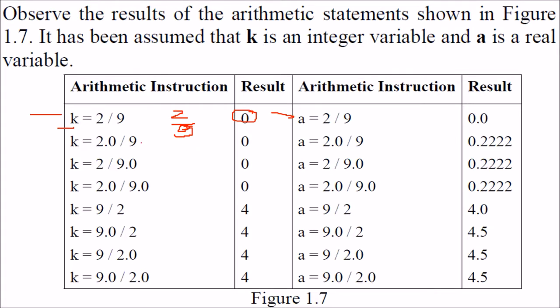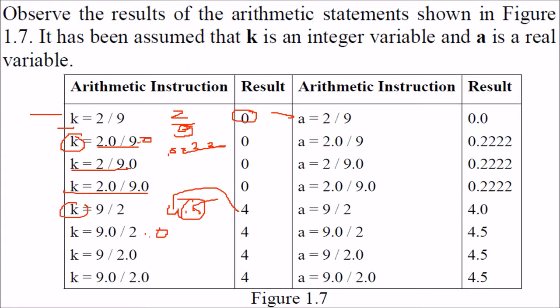But here 2.0 by 9.0 you will get whatever is computed, 0 point something. 0.222 will be the value actually. But because it is an integer, it will truncate all these decimal values. It is the same with these two. 9 by 2 will be 4.5, but because this is an integer, 0.5 will be truncated and only 4 will come. Similar is the case with all of these, they all will give you 4.5. But this is an integer, and an integer will take only the integral value; the decimal point and everything after it will be truncated.